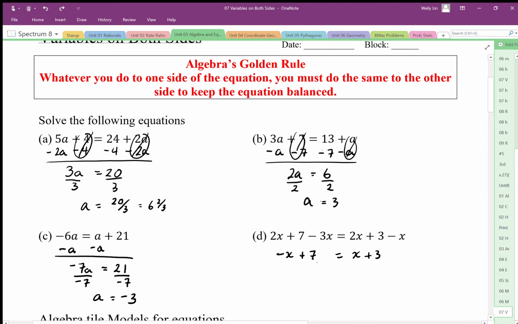So here I like to deal with the positive x's, so I'm going to get rid of this negative x, and it ends up as a positive x on this side. So there's my 0 pair. That means I want to get rid of the -3.